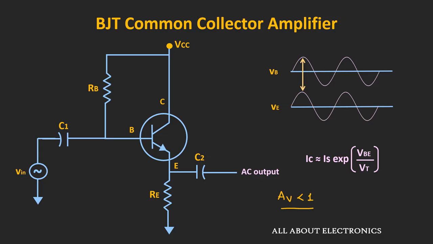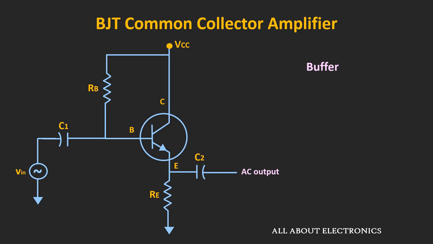Alright, then the question arises, what is the use of this emitter follower or this common collector amplifier when its gain is less than 1? Well, the emitter follower can be used as a buffer because it provides high input impedance as well as low output impedance. So let us find out the expressions of the voltage gain, the input impedance and the output impedance of this emitter follower. And for that, let us do the small signal analysis of this given circuit.